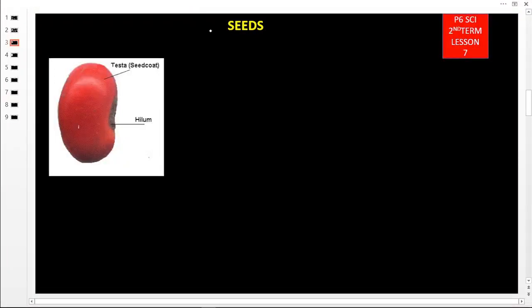Okay, now let us look at seeds. So we are going to look at seeds. Then what is a seed? From flowers, we discussed that we have a male part of a flower and a female part of a flower.